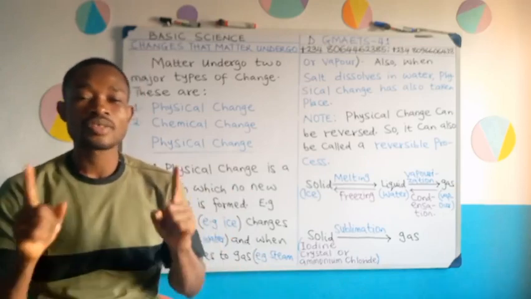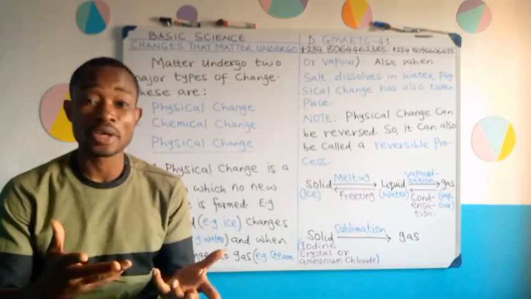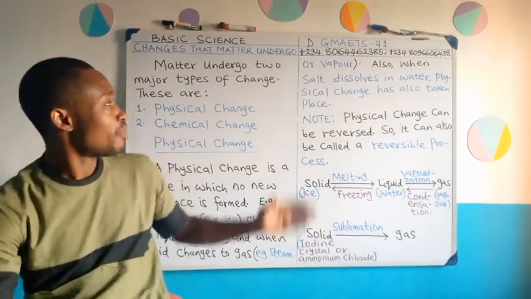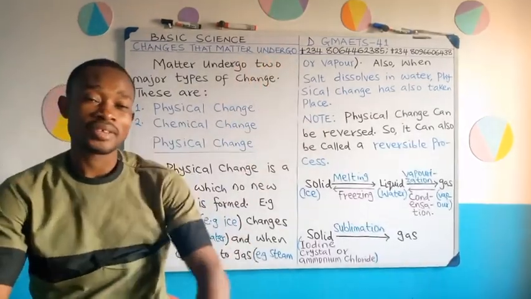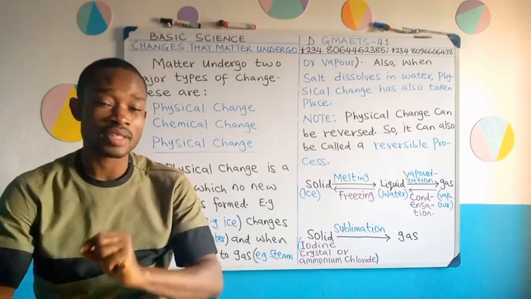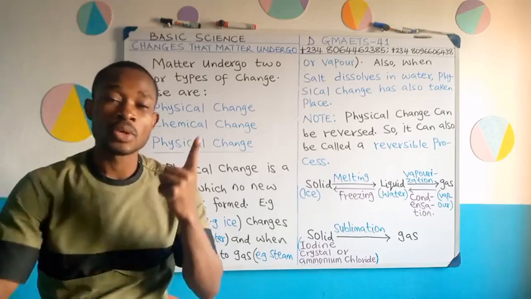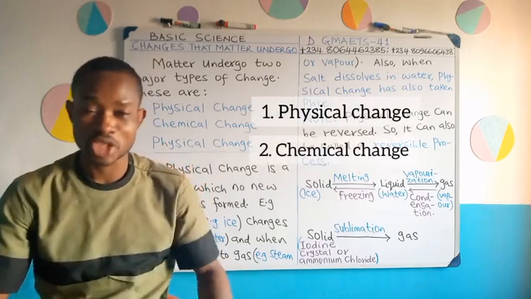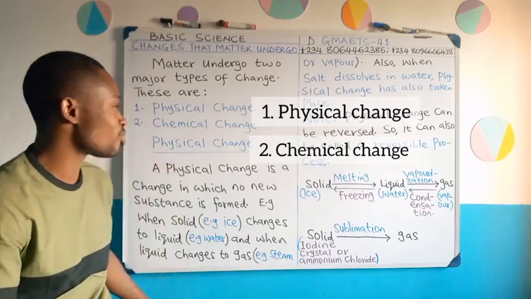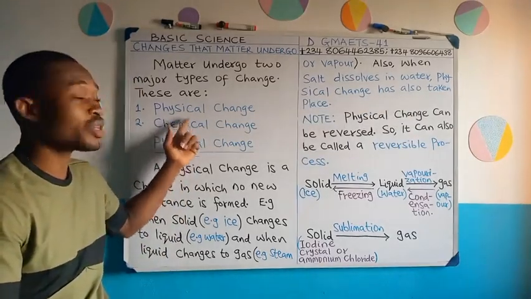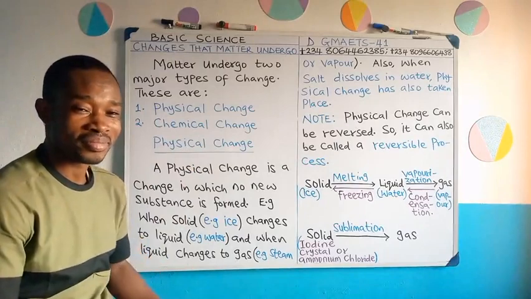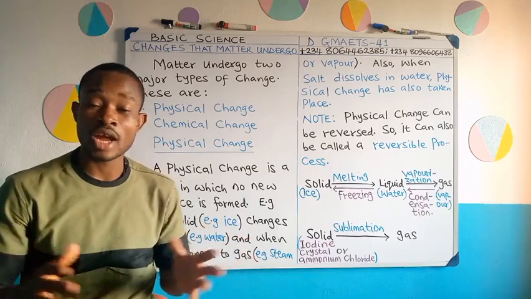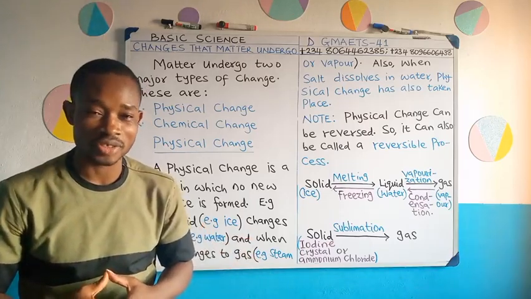So today, what changes does matter undergo? That is our interest. Changes that matter undergoes, that's what we are looking at. There are two major changes that matter undergoes. One of them is known as physical change, and the other is known as chemical change. On the board here, you have these two types of changes. The question now is, what do we mean by physical change and what is chemical change?